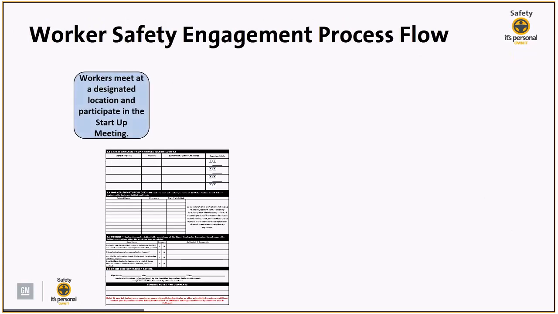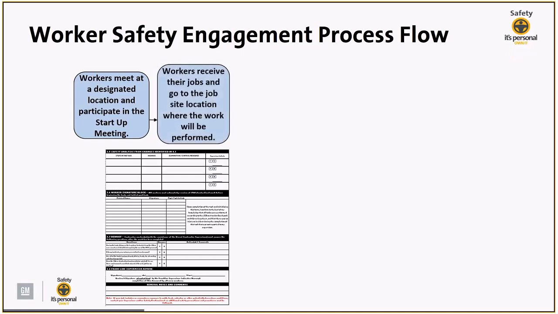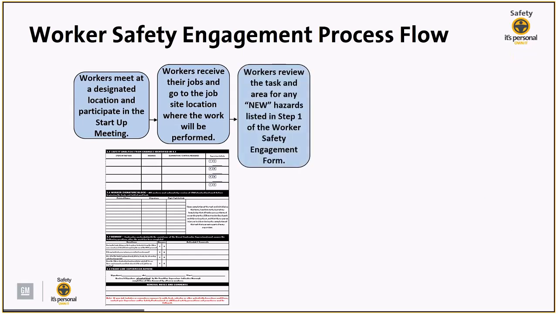So let's look at the flow for worker engagement. So we're saying the workers meet at the location and they participate in the start of shift meeting. Then they will receive their job assignments and go to their location where the work is to be performed. Then they're going to review the worker engagement form and take a look at any new hazards that were not previously listed on the JSA.